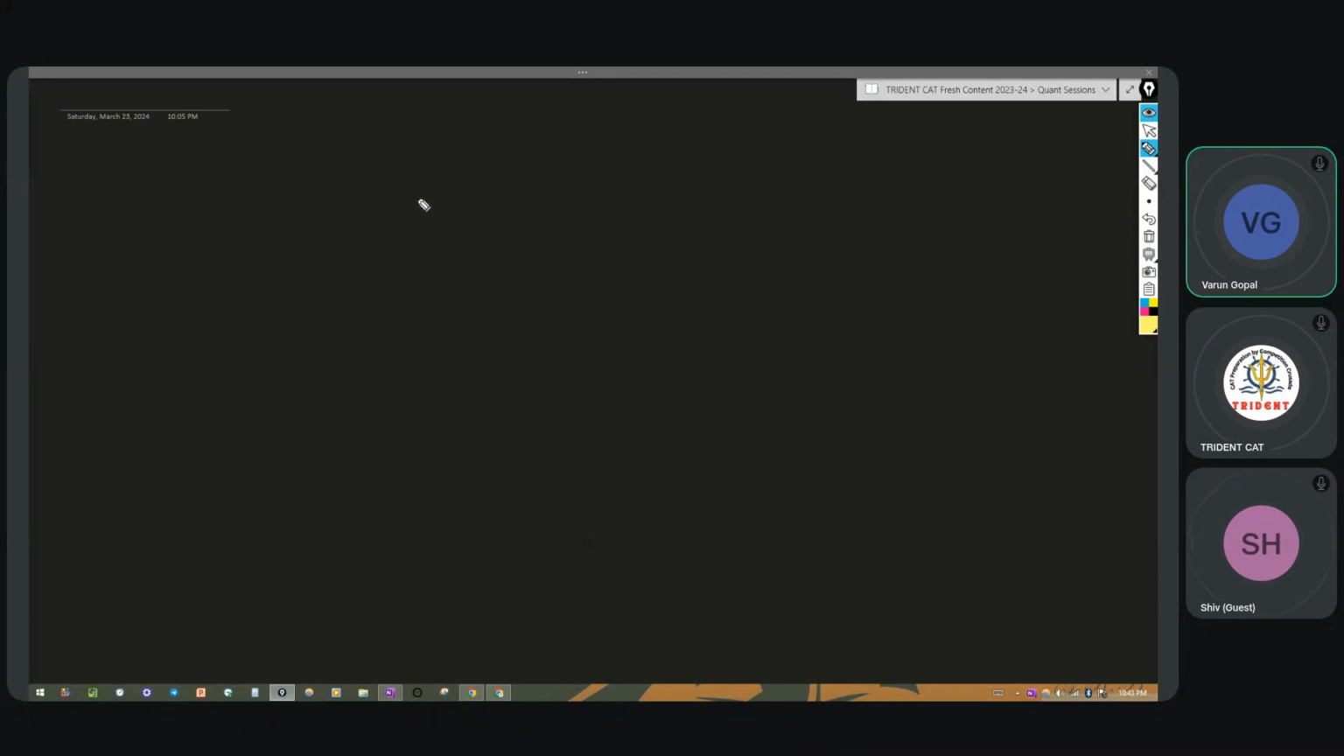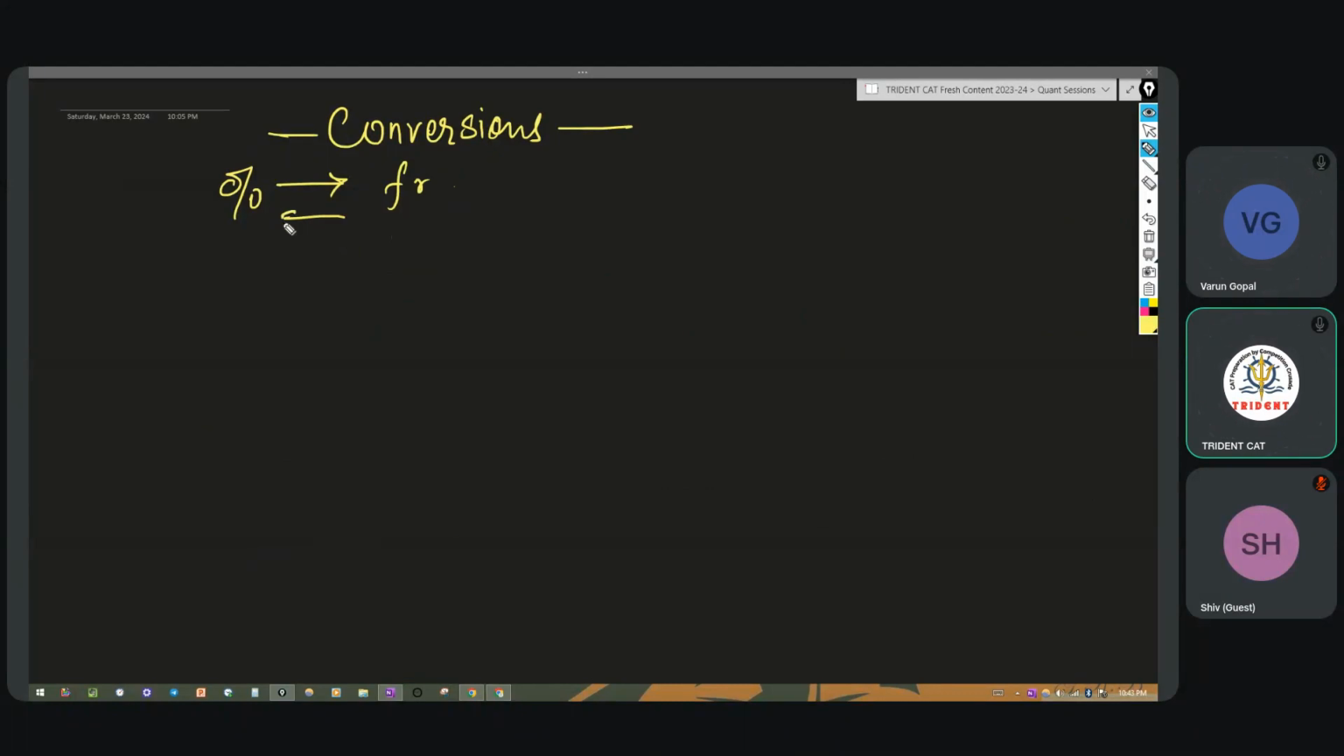Okay, guys, now this is going to be an important part of our learning agenda, which is conversions. When I say conversions, I mean percentages to fractions and vice versa, fractions to percentages. For example, a quick question coming your way: how much is 120% in fraction equivalent?